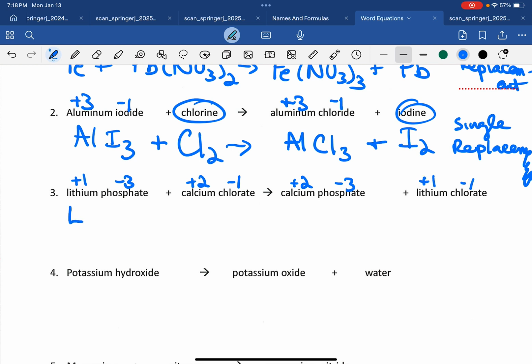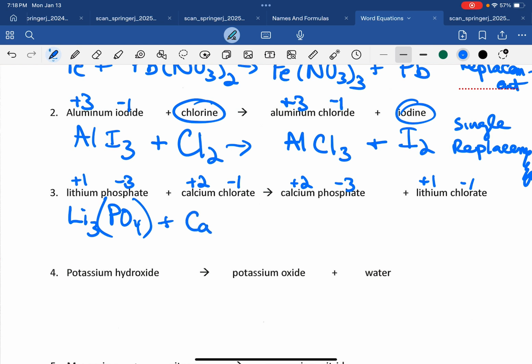So the lithium phosphate, lithium picks up the 3 from the phosphate. And the PO4 gets the 1, right? We don't get rid of the 4 because that's part of the phosphate. We could do this, but what would be the point of that? Put the parentheses if you want them. You don't have to. Just like that. That works.